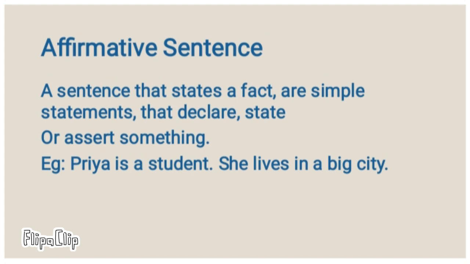So first let's look at affirmative sentence. Affirmative sentence is a sentence that states a fact. They are simple statements or sometimes they declare, state or assert something. For example, Priya is a student. She lives in a big city.